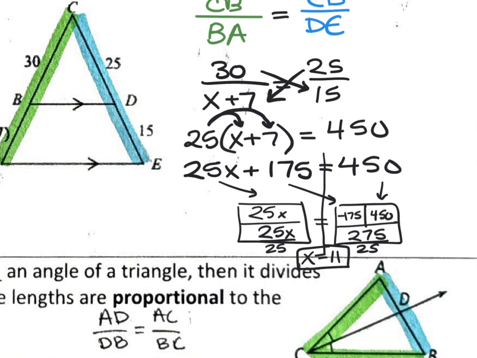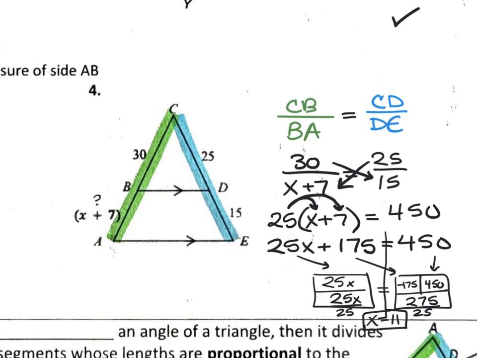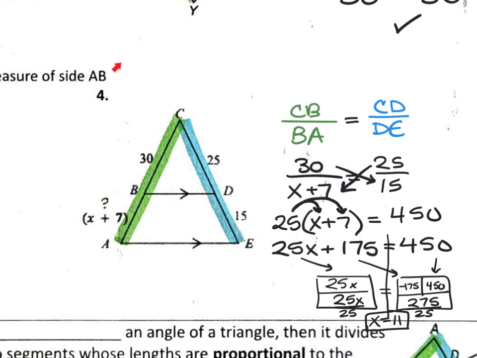Are we done with this problem? No, because it didn't ask me for x. What did it ask me for? AB. Okay, we got that x is equal to 11, and AB is x plus 7, which means we're really just trying to find AB. Let me make that green, sorry. AB is really just 11 plus 7. So AB is 18 units long.